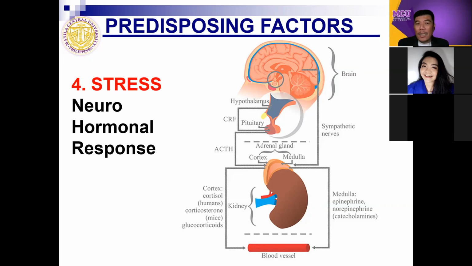Sa adrenal cortex naman, ang nire-release niya yung cortisol. Pag tumataas ang cortisol, nagli-lead ito sa problem sa effect sa immune system. So it lowers the immune response. So yan po yung nagiging problem. Kung tumataas ang sympathetic response, tumataas ang epinephrine at norepinephrine, ang cortisol naman po ay tumataas din. Ang problem pa po nito, pag tumataas ang cortisol, nagko-cause siya ng pag-constrict ng blood vessels. So pag nag-constrict yung blood vessels, eventually what will happen? A problem with the circulation.